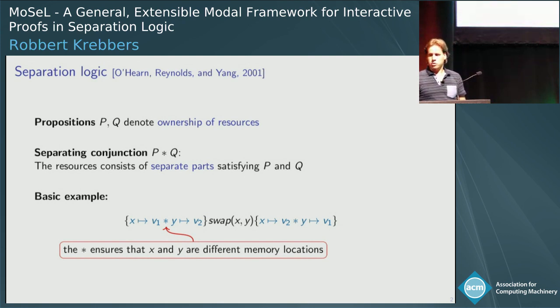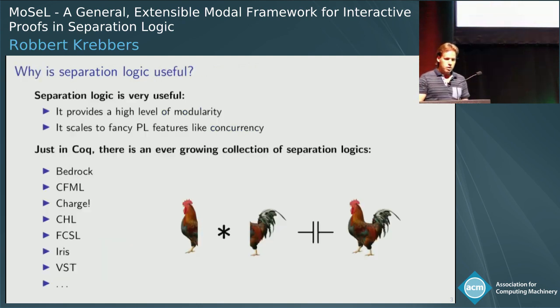In the precondition, we also use the points-to connective of separation logic, which states that location x has a certain value and location y has a certain value, and then afterwards they are being swapped. Now the significance of the separating conjunction is that by that we know that these two locations are different. So this very simple idea of separation logic turned out to be a very good one.